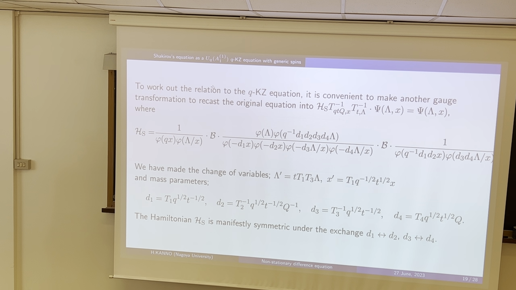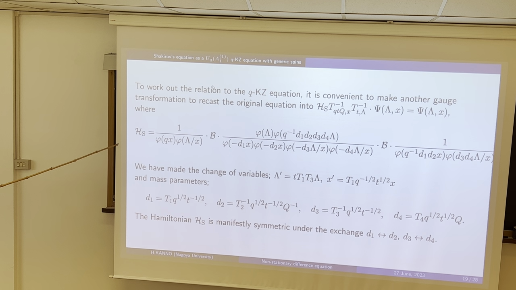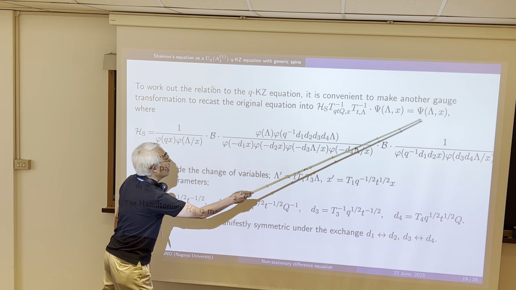So that means discrete q-Painlevé 6 is related to QKZ by some gauge transformation. If we combine the two gauge transformations, we get from discrete q-Painlevé to QKZ. This is the result of another gauge transformation, and then we find this is gauge equivalent to the original Shakirov's Hamiltonian. So we just put it in this way.